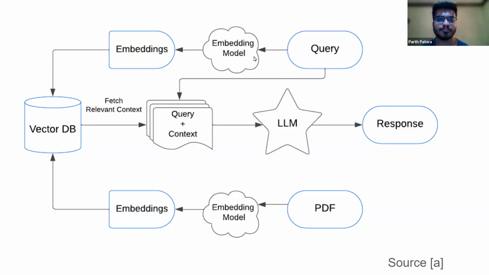And this is how it works at runtime. A query comes, which is embedded. The embeddings we compare with the embeddings stored in the vector database. From there, we fetch the relevant context, which is like relevant chunks or paragraphs, and they are appended to the query and given to the LLM for the response. And the offline step is all the documents are embedded using the embedding model and stored in the vector DB.